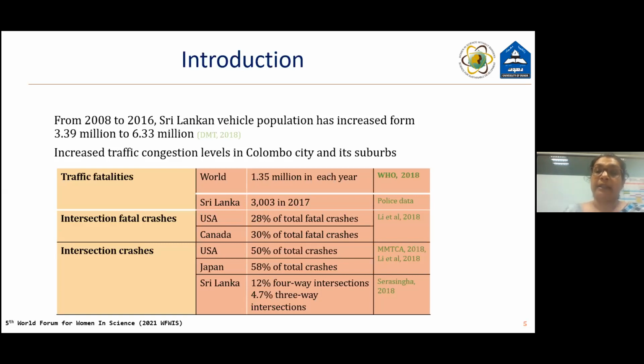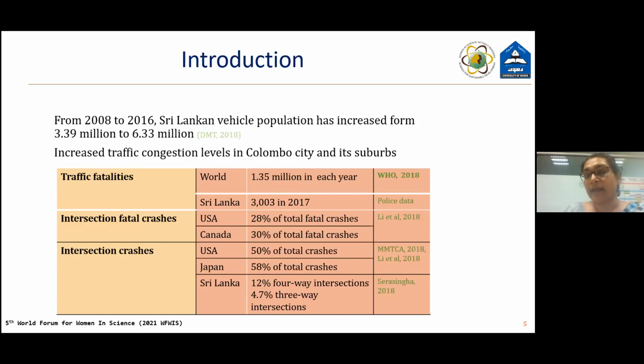But in the USA, the percentage of fatal crashes occurring at intersections is 28%, and in Canada, that percentage is about 30%. And totally, if you consider all intersection crashes, about 50% of the crashes in the United States occur at intersections. And in Japan, it is about 58%.